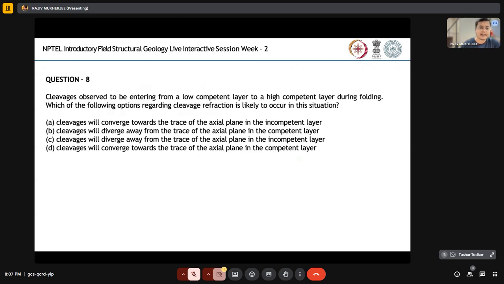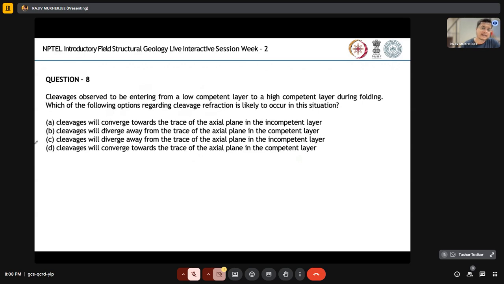Option A, cleavages will converge towards the trace of the axial plane in the incompetent layer. Option B, cleavages will diverge away from the trace of the axial plane in the competent layer. Option C, cleavages will diverge away from the trace of the axial plane in the incompetent layer, and cleavages will converge towards the trace of the axial plane in the competent layer.